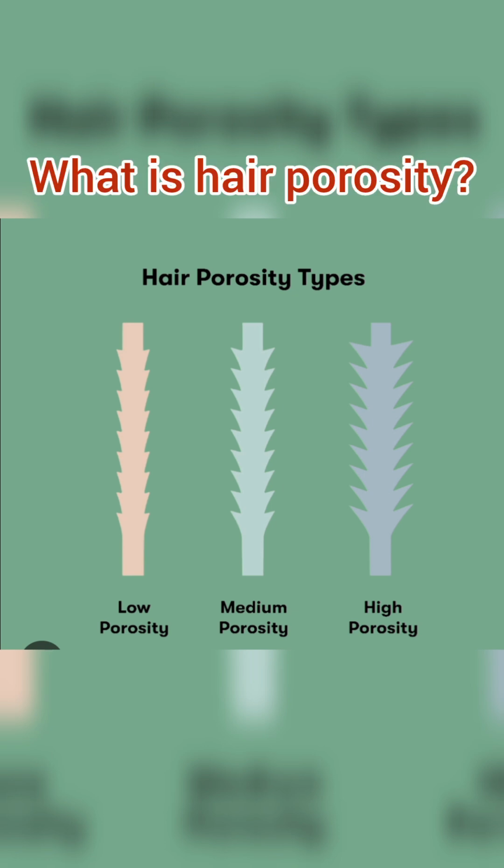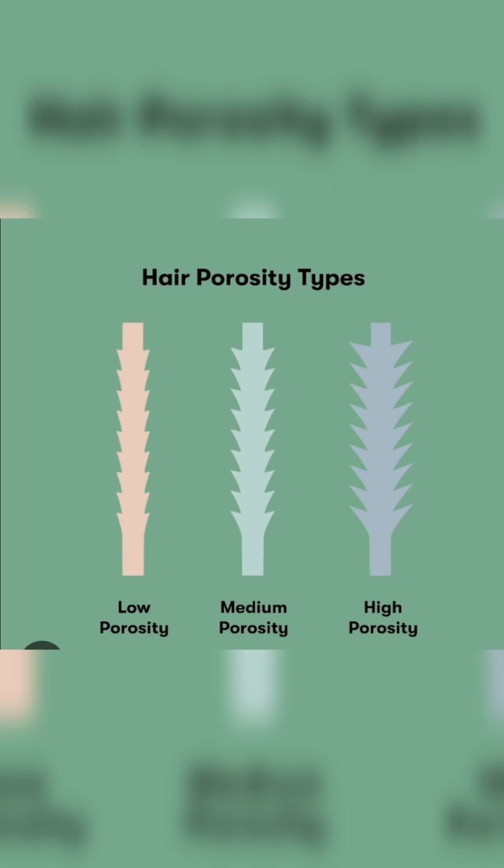Now this is referring to the ability of your hair to actually absorb and retain moisture, and you can identify this by looking at the outer layer of your hair, the cuticle, and the condition of it. You have different types of hair porosity.